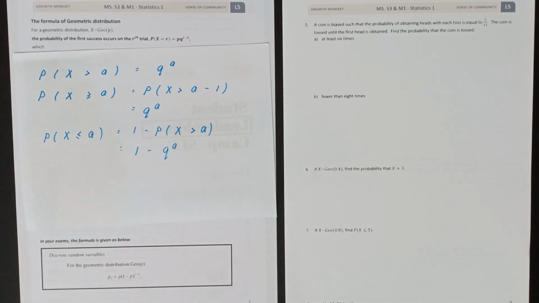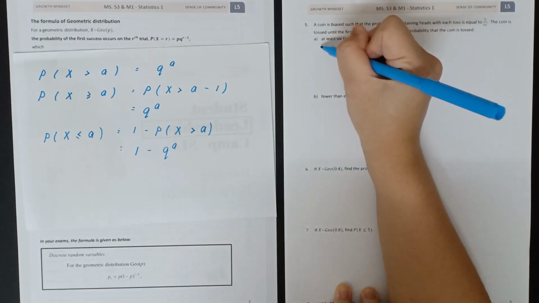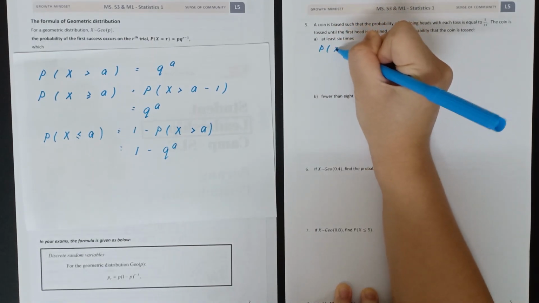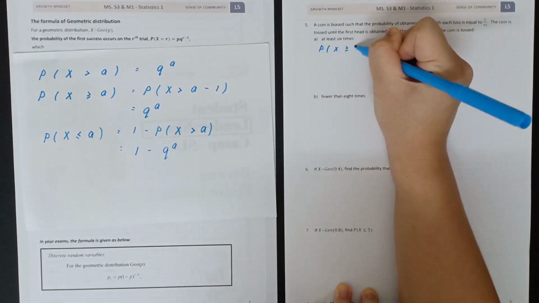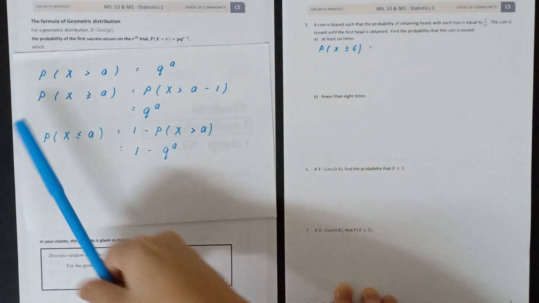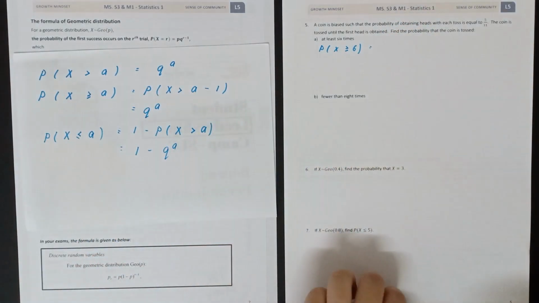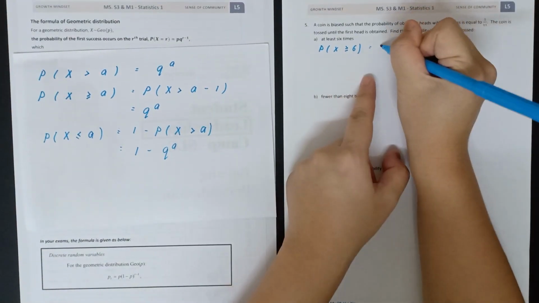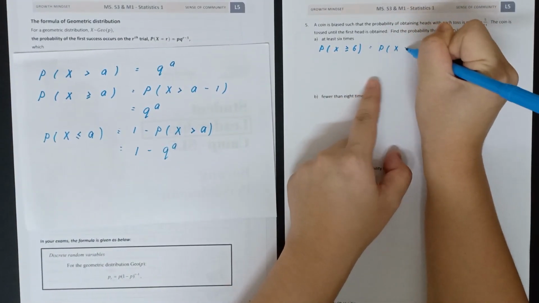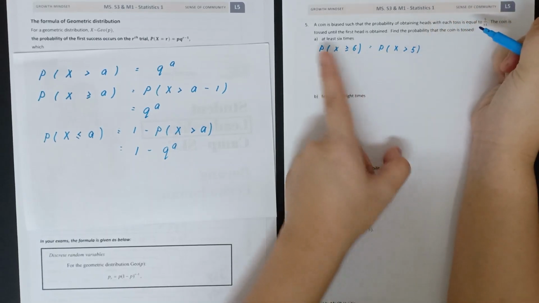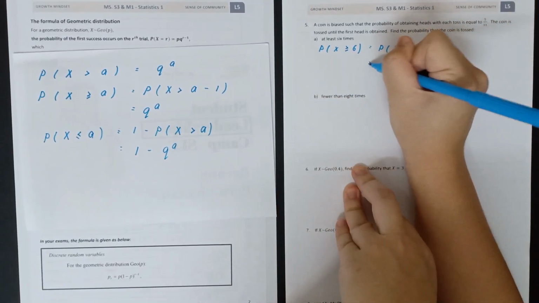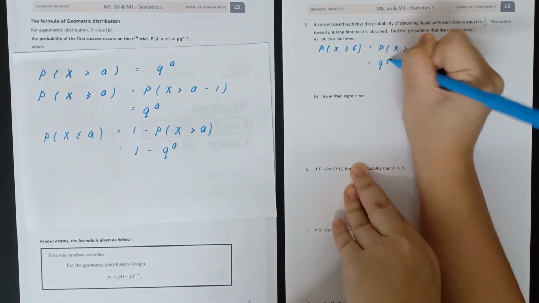Okay, so at least 6 times, what does that mean? Meaning your first success occurs on the 6th time or after 6 times. So if you have this, then what are you trying to do? You need to change it to more than. More than or equal to 6 is basically x more than 5. So at least 6 times basically means that you fail 5 times.